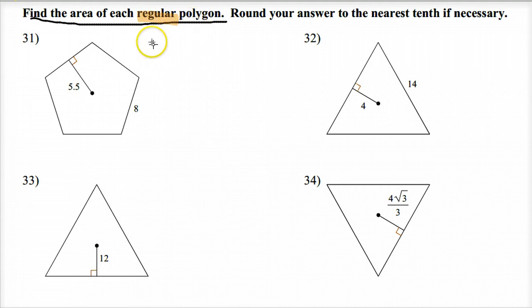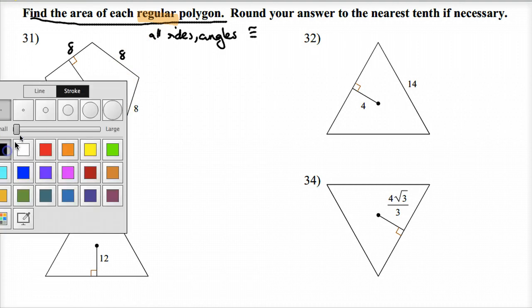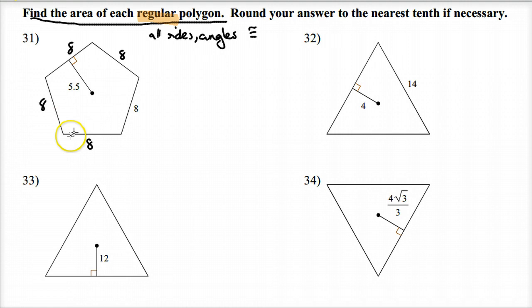Well, regular means that all sides and all angles are congruent all the way around. That means that this 8 and this 8 and this 8 and this 8 and this 8, they're all the same all the way around. Similarly, I could extend some lines here, like this line and this line and this line and this line and this line. Those are like a radius going all the way around a circle.